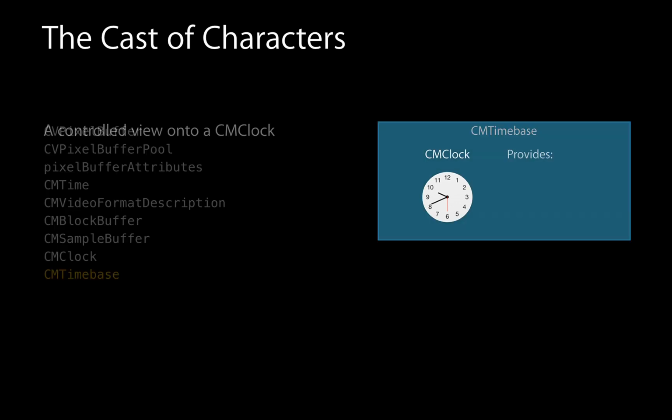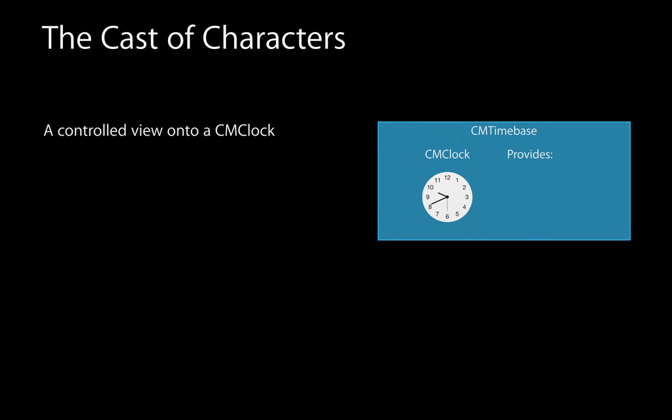So CM time base provides a more controlled view onto a CM clock. So if we go ahead and create a CM time base based on the host time clock, we could then set the time to time 0 on our time base. Now, time 0 on our time base maps to the current time on the CM clock.